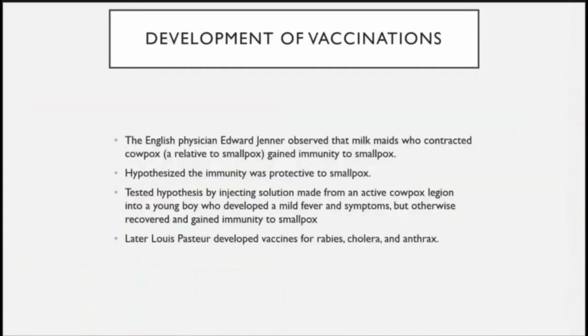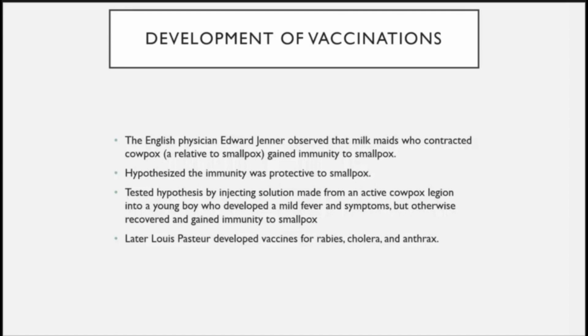The development of modern vaccinations really began with the English physician Edward Jenner. He observed that milkmaids who contracted cowpox, which was a relative of smallpox, gained immunity to smallpox, and cowpox was a much less severe disease. He hypothesized the immunity was protective against smallpox. To test this hypothesis, he took a solution made from active cowpox lesions and injected it into a young boy who then developed a mild fever and other symptoms, but otherwise recovered and gained immunity to smallpox.